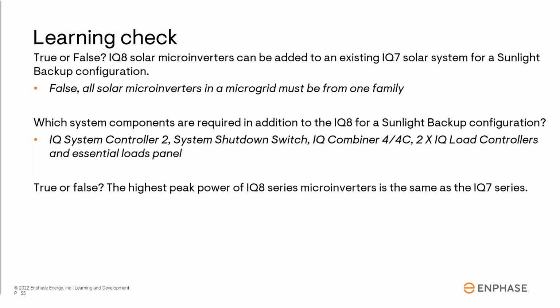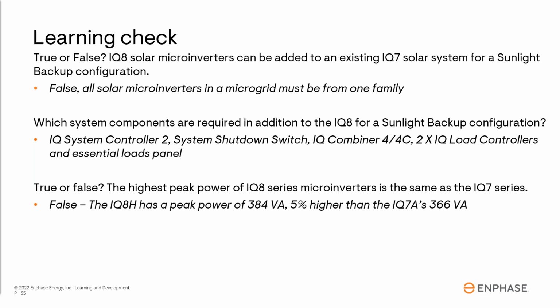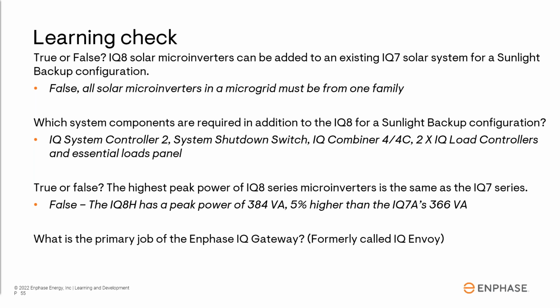True or false? The highest peak power of the IQ8 series is the same as the IQ7 series. False. The IQ8H has a higher power rating than any of the IQ7s at 384 VA. What's the primary job of the Enphase IQ Gateway? It is monitoring and control.